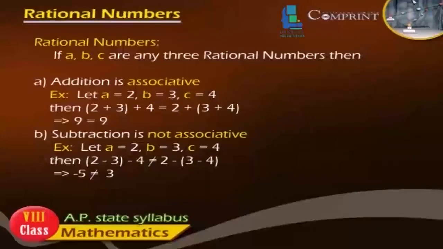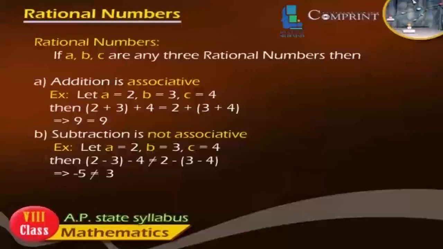Rational numbers. If a, b, c are any three rational numbers, then addition is associative. Example, let a equal to 2, b equal to 3, c equal to 4. Then (2 + 3) + 4 is equal to 2 + (3 + 4), which implies 9 equal to 9.